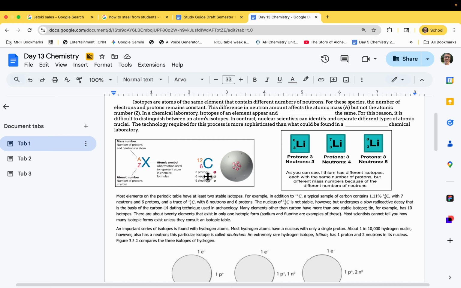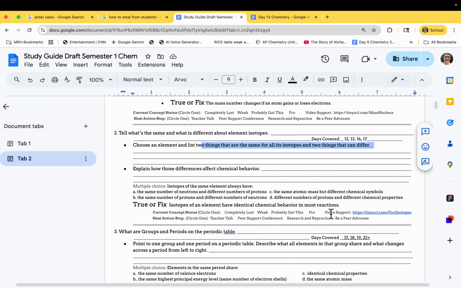Carbon-12 will have 6 protons and 6 neutrons, which adds up to a mass of 12. Carbon-14 will have 6 protons and 8 neutrons, which adds up to the mass of 14. Explain how those differences affect the chemical behavior. This was the question that was holding most of you up.